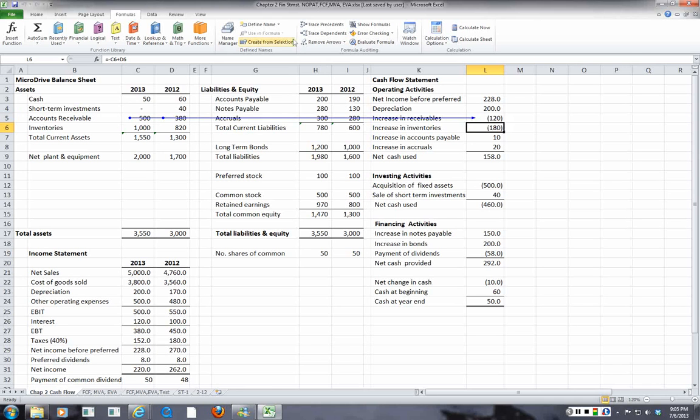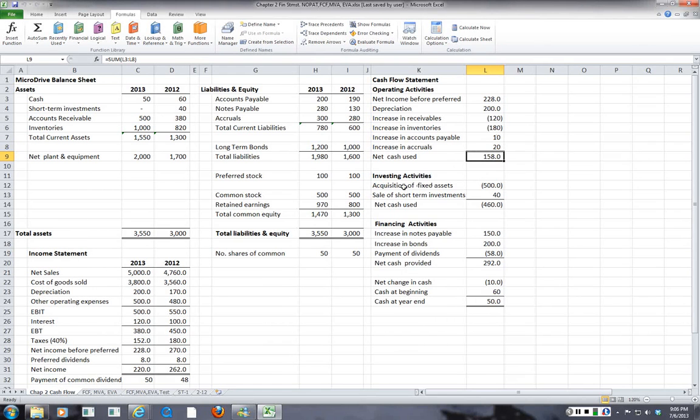The same is true with inventories. Inventories go up from $820,000 to $1 million. That's $180,000, so that also eats up cash. Then accounts payable went up by $10,000, from $190,000 to $200,000. That adds cash, as does the increase in accruals. So the total of all those things is $158,000.